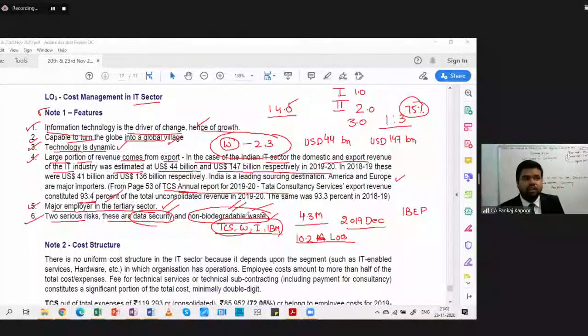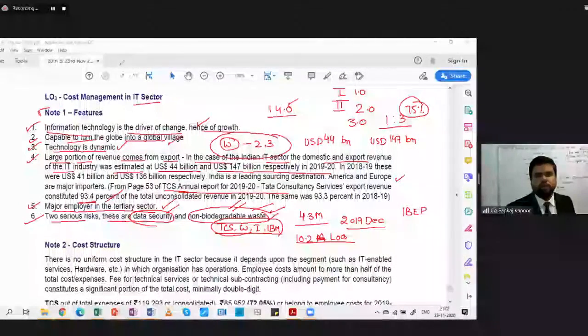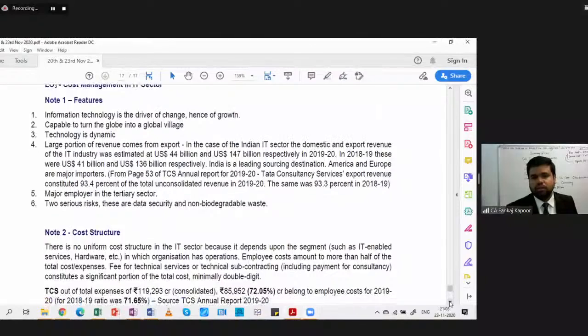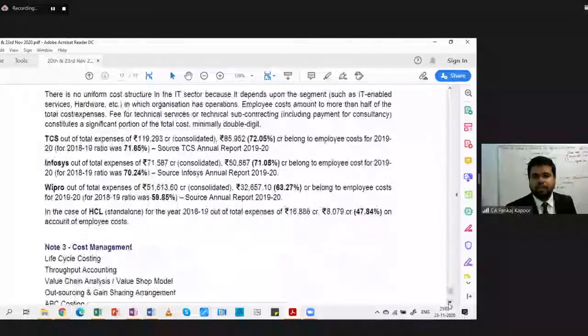We need to apply life cycle costing or full costing. We must also consider that for one phone which we buy, how it is disposed of. The cost of disposal must be included in the cost of ownership of the phone. So these are some important features. Moving further, now we need to discuss the cost structure, and afterward the various cost management techniques.